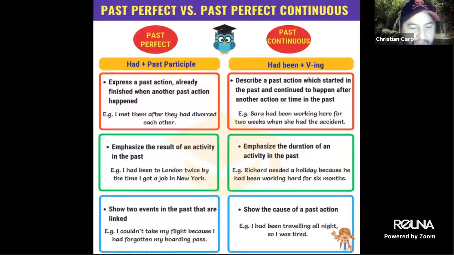I couldn't take my flight because I had forgotten my boarding pass in this case. Two events in the past that are linked. Yeah, it's like a sequence in this case. And show the cause of a past action. I have been traveling all night, so I was tired. Yes, it's pretty much the opposite, you know. In this case, we use because and past perfect simple, and past perfect continuous, in this case, we use so, right? So, porque y lo otro es por lo tanto. And it's pretty much the two sides of the same coin.